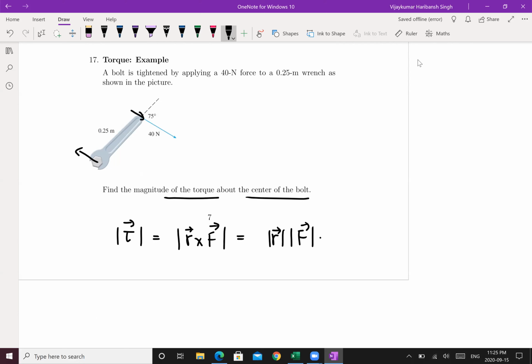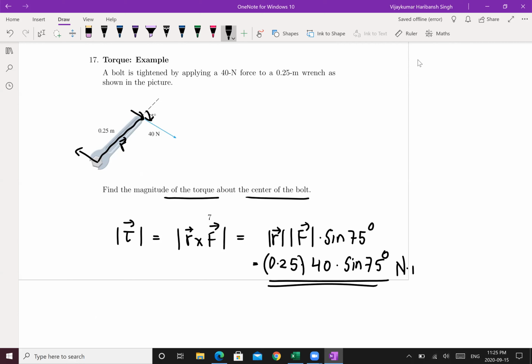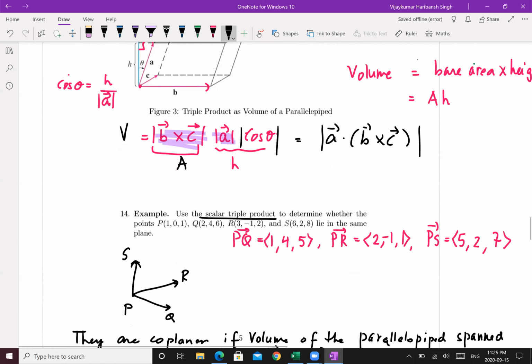The angle. So this is how the force is acting. You have position vector of this is R. The angle between them is 75 degrees. So it's sine of 75 degrees, positive. So we get that is equal to 0.25 times force, which is 40 Newton, times sine of 75 degrees. So this is the answer. And the units is given in Newton meter. So this is your magnitude of torque. And this will produce a pushing motion of the bolt inside the screen. So this is the idea behind the cross product.